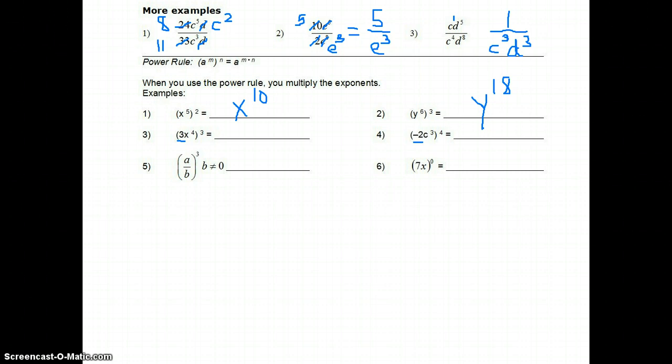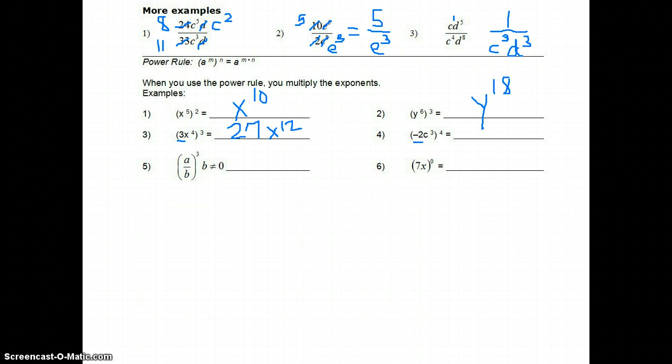Well, all we do is just evaluate 3 to the third power. So 3 to the third power will give us 27. And now we can use the power rule. 4 times 3 will give us x to the 12th power. The same thing with question 4.